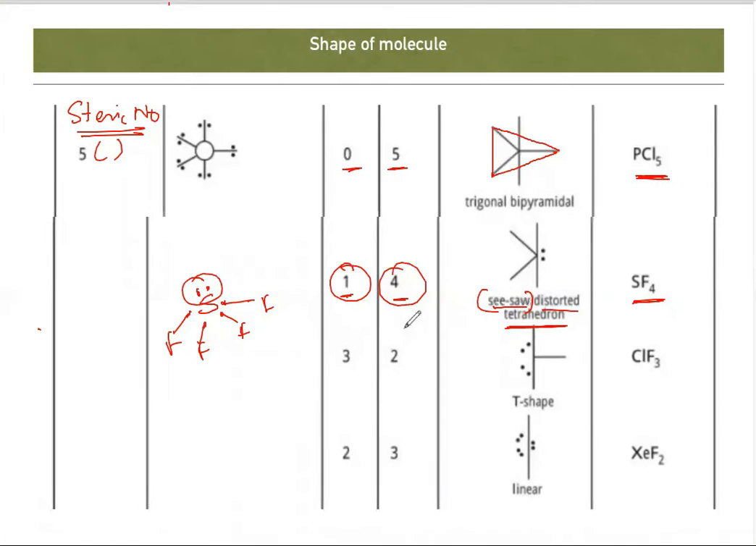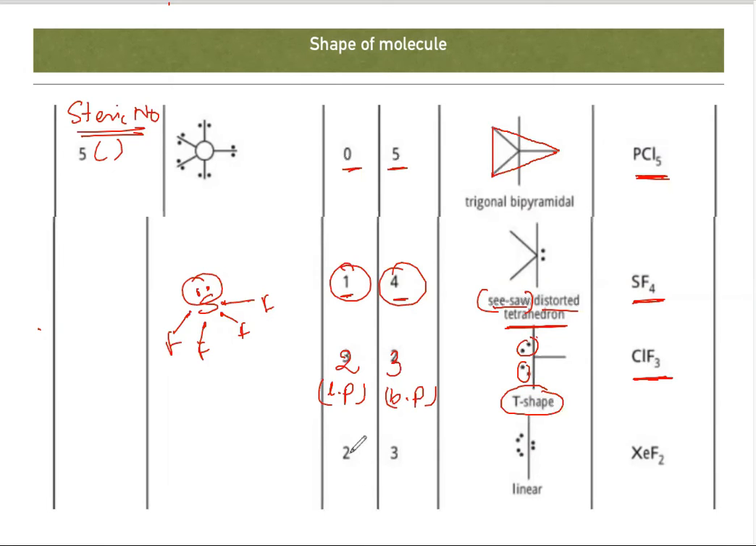So the next steric number is 5. So here it will be 2 lone pair and 3 bond pair. Okay, so 2 lone pair, this is our lone pair 2, this is our bond pair 3. So still the steric number is 5. The shape of this molecule is T shape. So this is 1 lone pair, another lone pair, and bond pairs are 1, 2 and 3. 3 bond pairs. So what is the example? ClF3. ClF3 is the example of T shape.